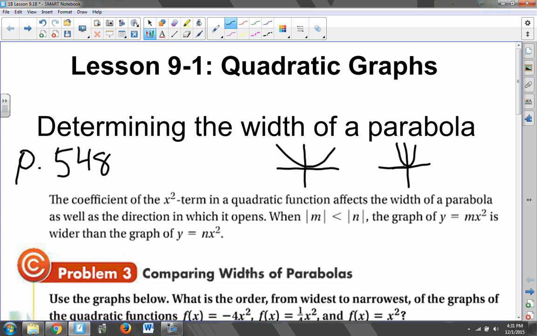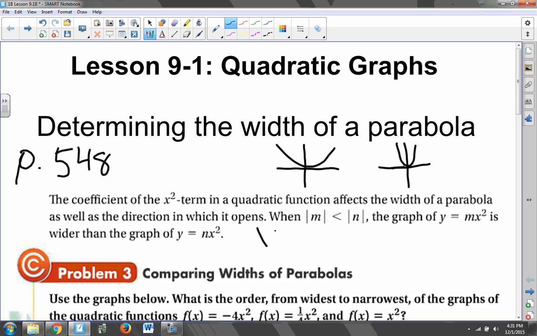When you have two graphs, both of them being quadratic, and you want to compare the two widths, the smaller number in front of your x squared, meaning closer to 0, so absolute value of that number, smaller number meaning closer to 0, the number that's closer to 0 will have a wider graph. So it's a little bit counterintuitive, you could say. A smaller number means a wider graph.